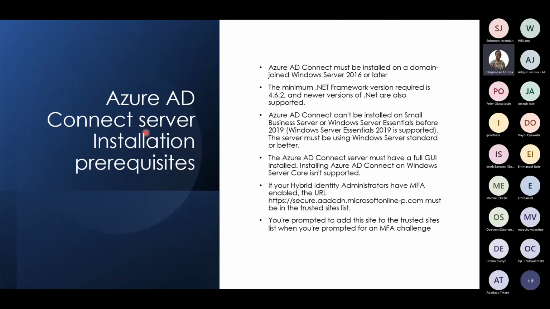AD Connect must be installed on a domain joined system. It is important. You can have it collocated together on your domain controller. It is actually okay to have it. Or you can have it on a separate server, but that server must be domain joined. And then the operating system must be Windows Server 2016 upward.